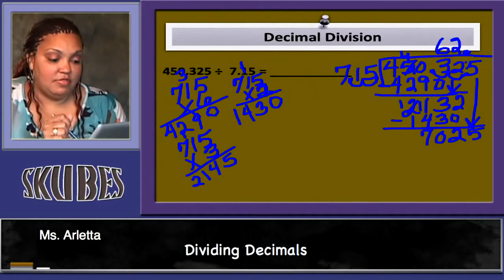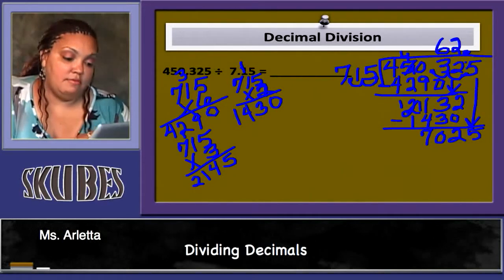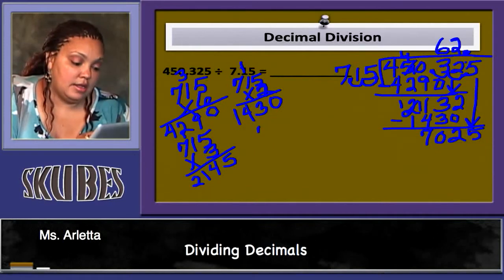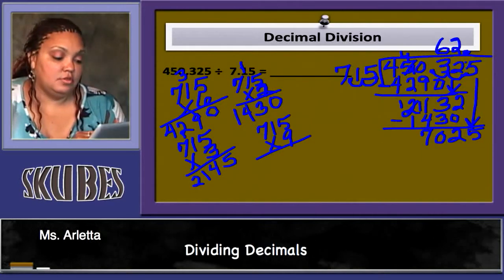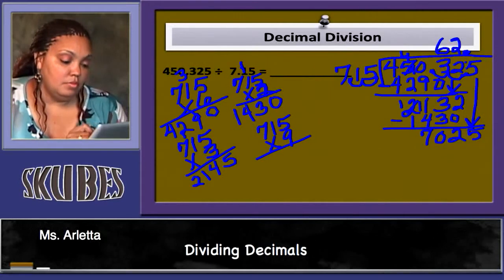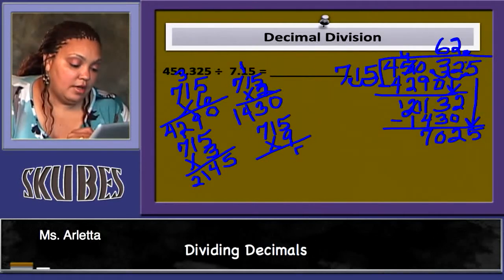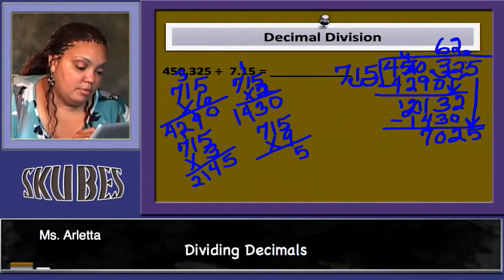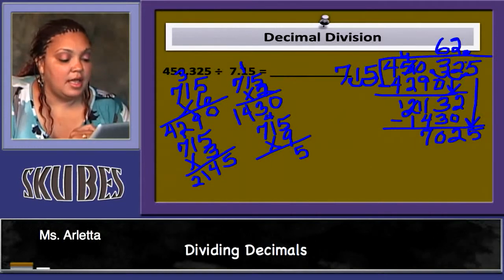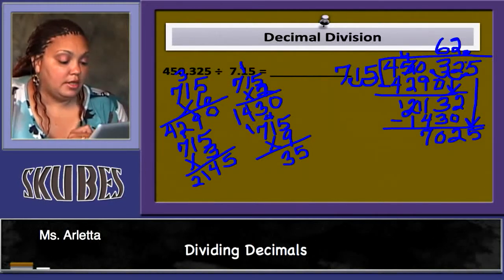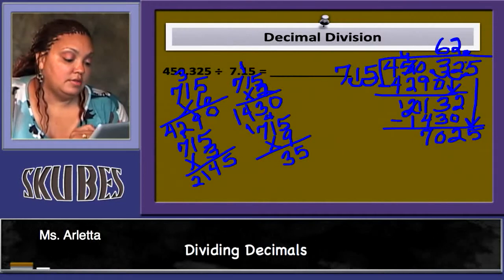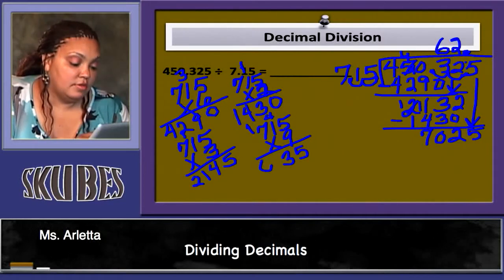715 goes into 7,025. Let's try 9. Need a large number for that one. And we know that 9 times 7 is 63. 9 times 5 is 45. Write down my 5 and carry my 4. 9 times 1 is 9, plus the 4 makes 13. Write down the 3 and carry my 1. 9 times 7 is 63, and 1 makes 64.